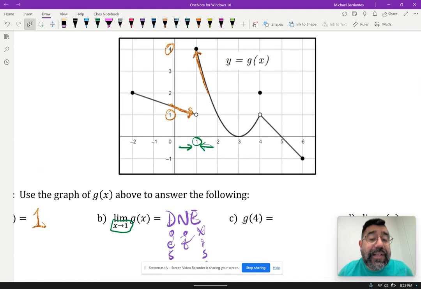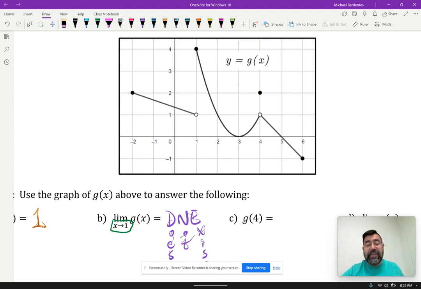In this case, the limit doesn't exist because the left side and the right side are not going towards the same destination. Remember, the limit is asking, as I squeeze in towards an x value, is the function heading towards a specific y value destination? What's the intended y value destination? And in this example, from one side, it's going towards 1. From the other side, it's going towards 4. It's not going towards a specific destination.